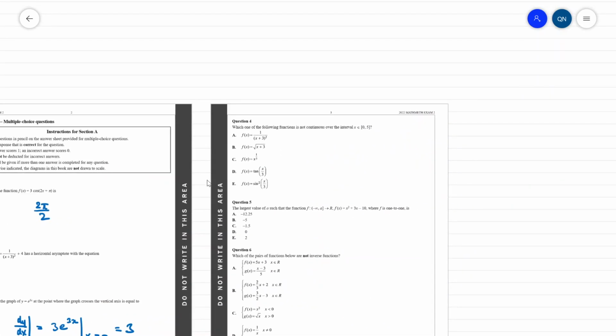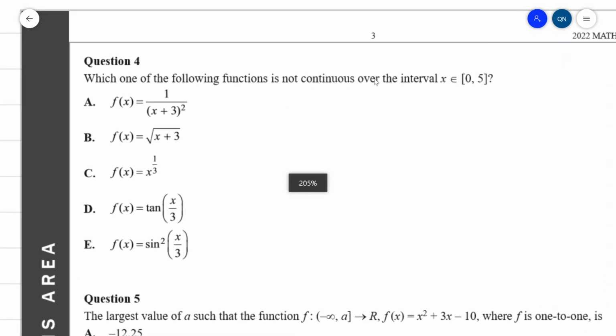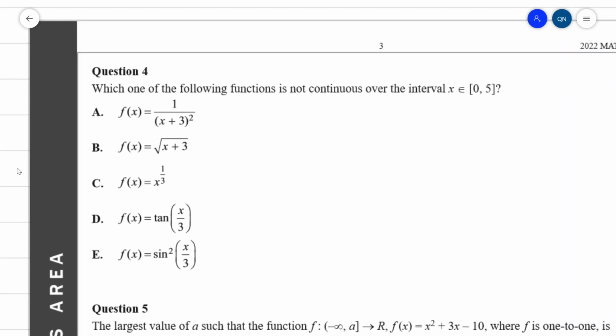Okay, question number 4. We have: which one of the following functions is not continuous on the interval 0 to 5? First of all, it's not going to be sine, because sine is continuous everywhere, and the square of a continuous function is also continuous. It's not going to be the cube root as well, because what does the cube root look like? It looks something like this over here. It's continuous everywhere. Just be careful. It's not differentiable at 0 though, because you can't draw a gradient there. It's going up like that.